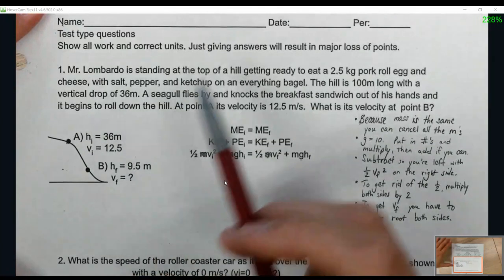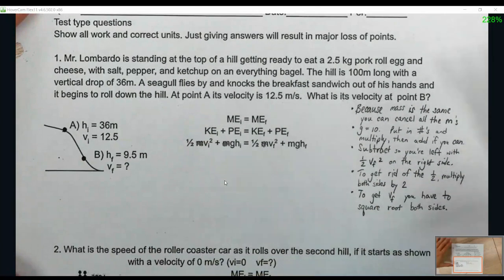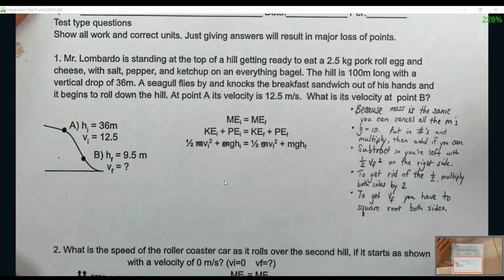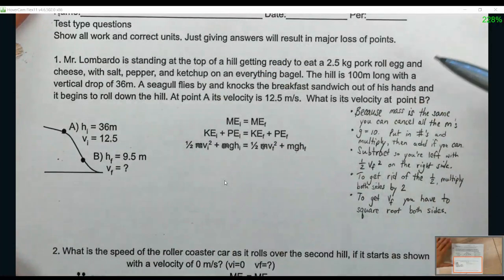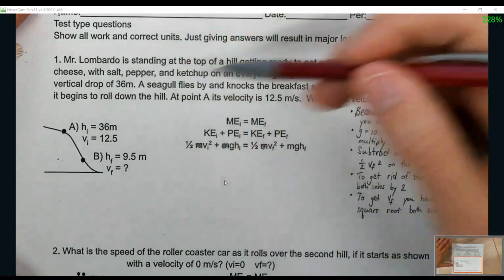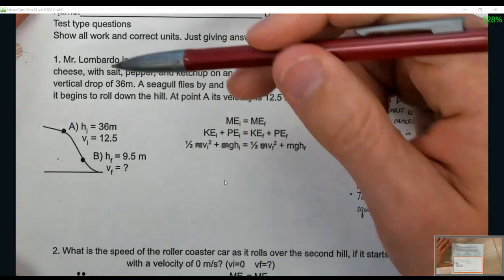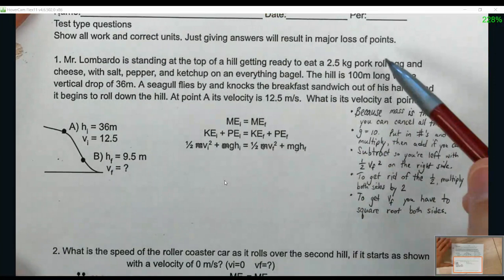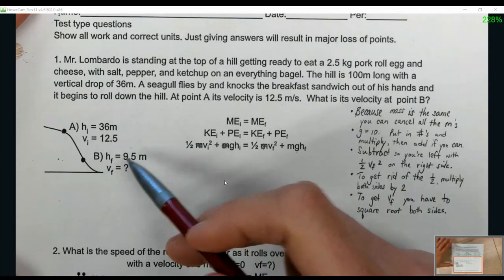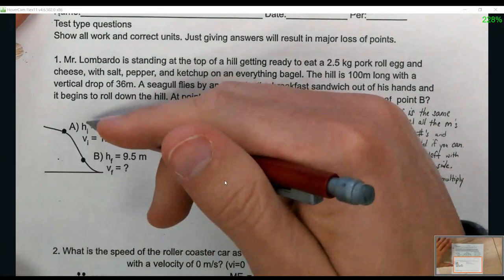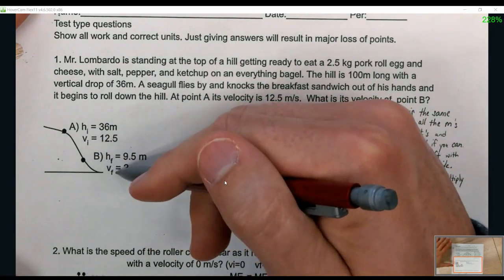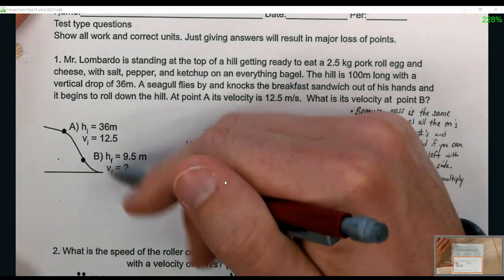So for this conservation of energy question, you've got a lot going on. You have the mass of an object that goes down the hill. The hill is 100 meters long, with a vertical drop of 36 meters. A seagull comes by, knocks it out. At point A, the object has a velocity of 12.5 meters per second. They want to know what the velocity is here. So you have an initial height, an initial velocity, a final height, and a final velocity is what we're looking for.